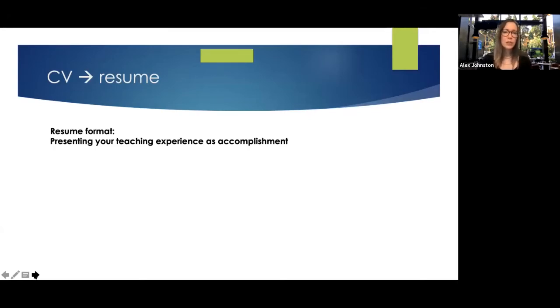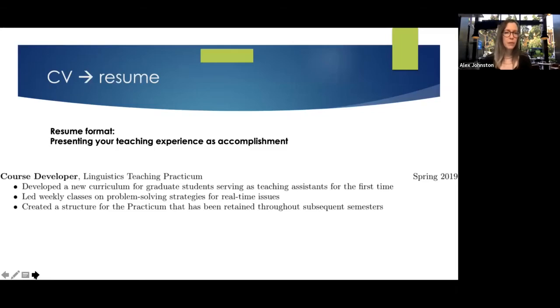Present your teaching experience as accomplishment. Course developer, this is better already. Course developer, you could also say course designer or curriculum designer. We have some people attending our LCL who are engaged in this area of curriculum design and instructional design and can let you know how these differ. If you have designed curriculum as an instructor of record, you can say you are a curriculum designer or developer.